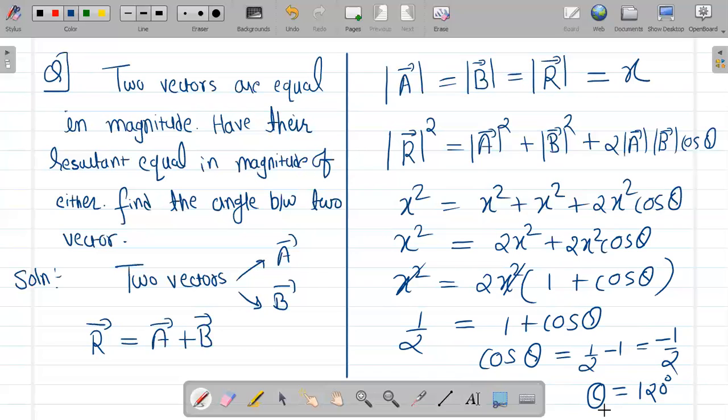This is the answer for the first question. Now let us solve one more question.